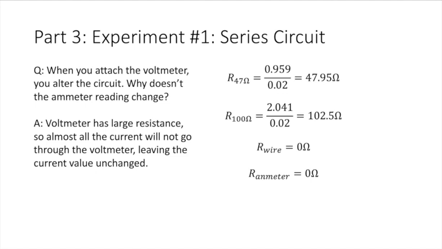My answer to this question is that the voltmeter has a large resistance, so almost all the current will not go through the voltmeter, leaving the current value unchanged. And I also recalculated the resistance value based on the potential difference value I measured and the current value I measured. We can see that those values are pretty similar. And the resistance of the wire is 0, and that's the same for my ammeter.